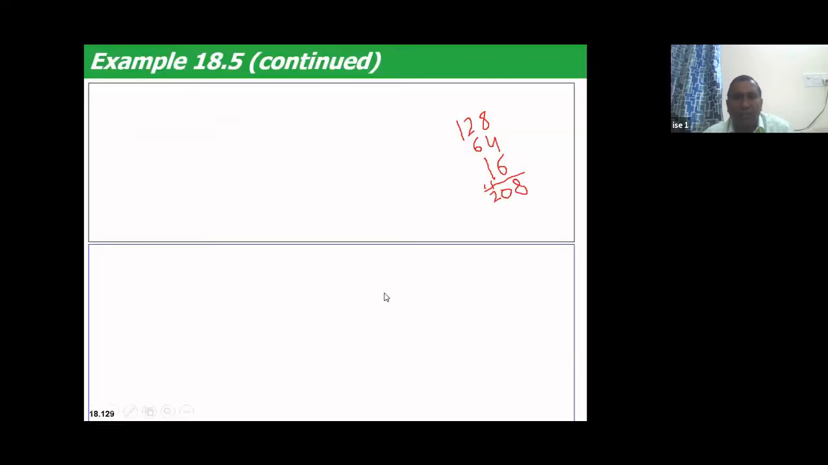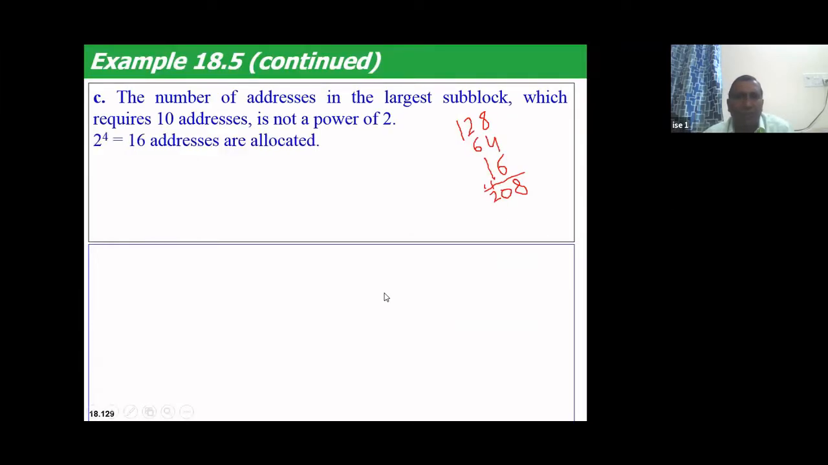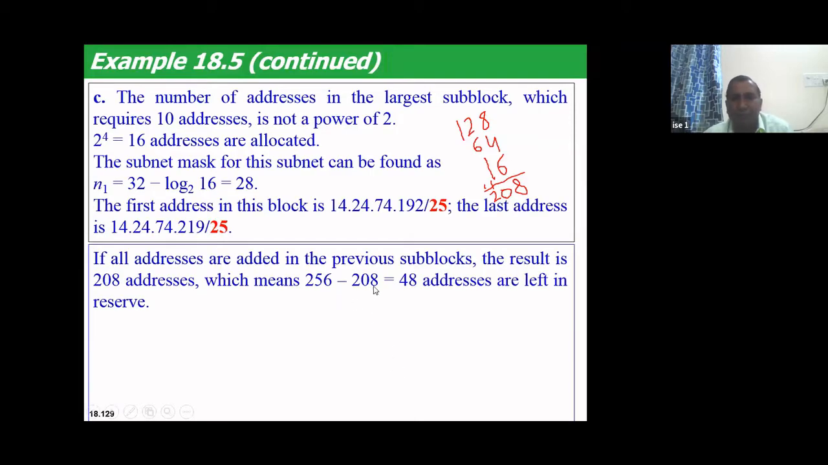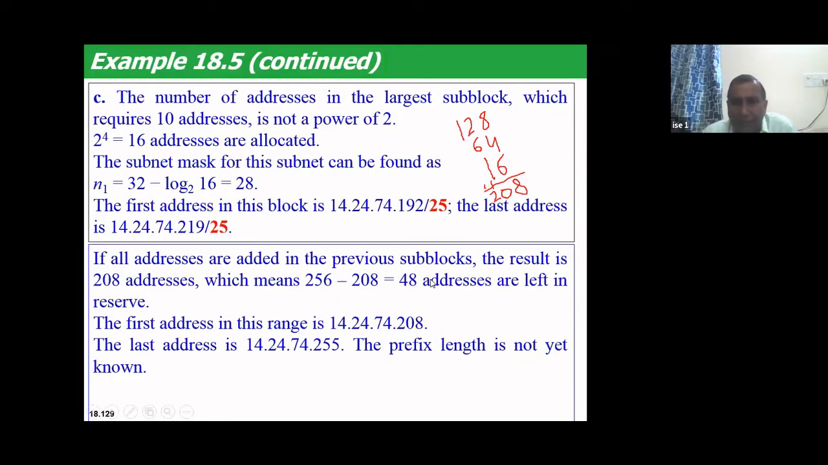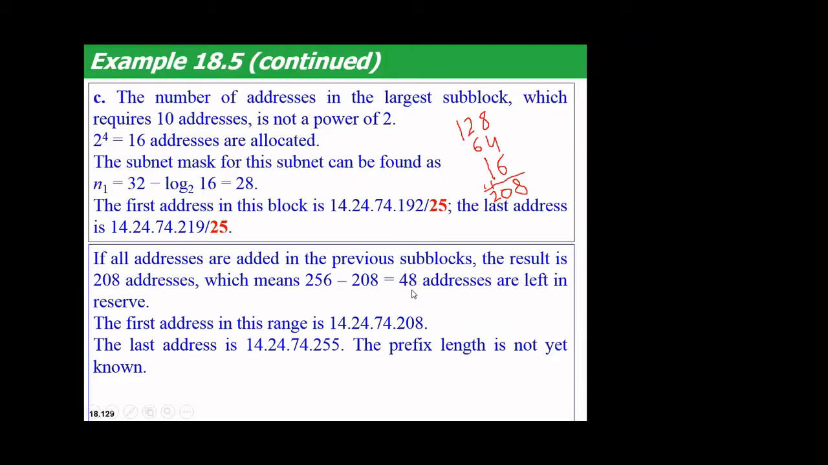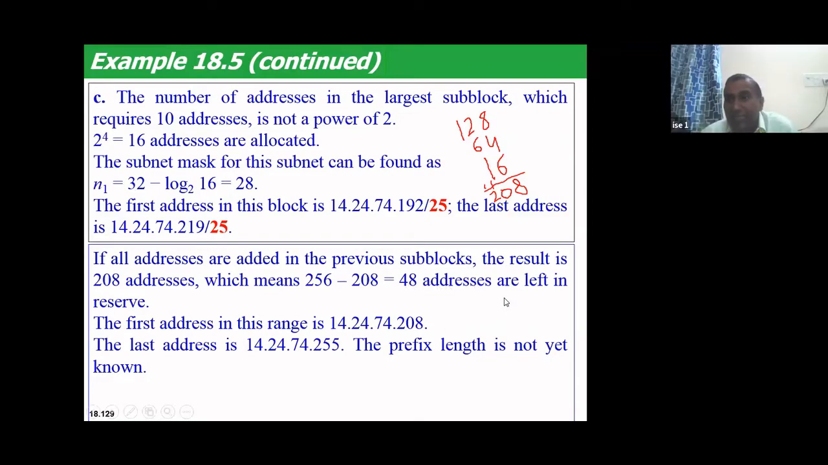So what is the value of 256 minus 208? How much is it? It is equal to 48. So yes, these many addresses are left unused. Am I clear over here? This particular part has not been allocated to any of the subnets. You got the idea?